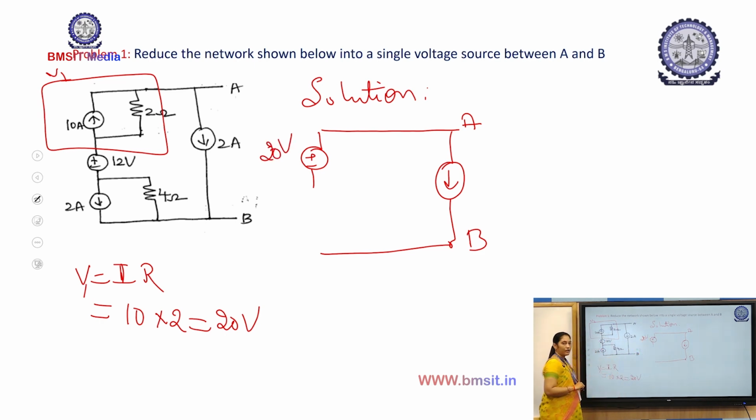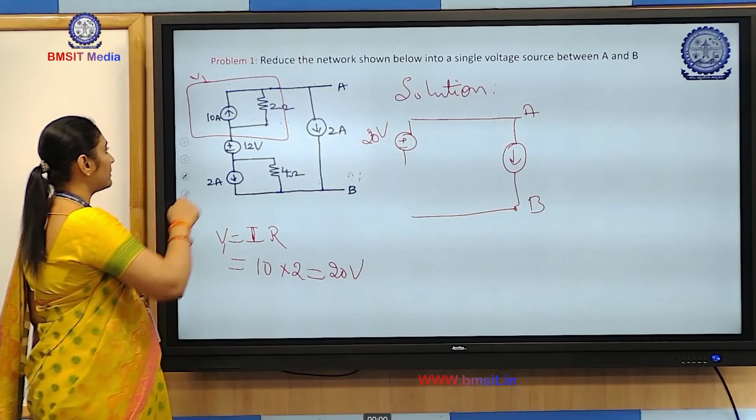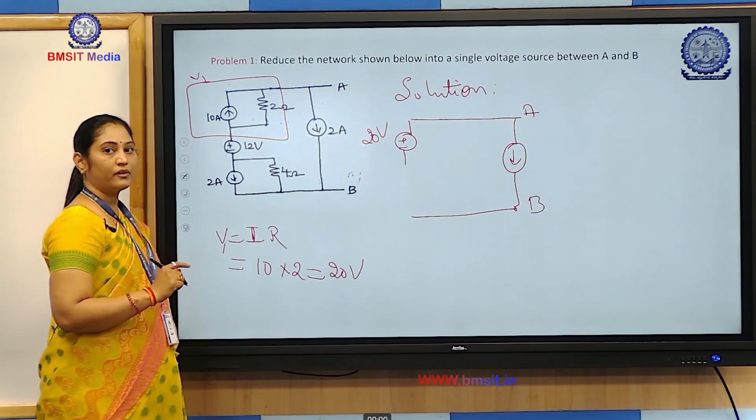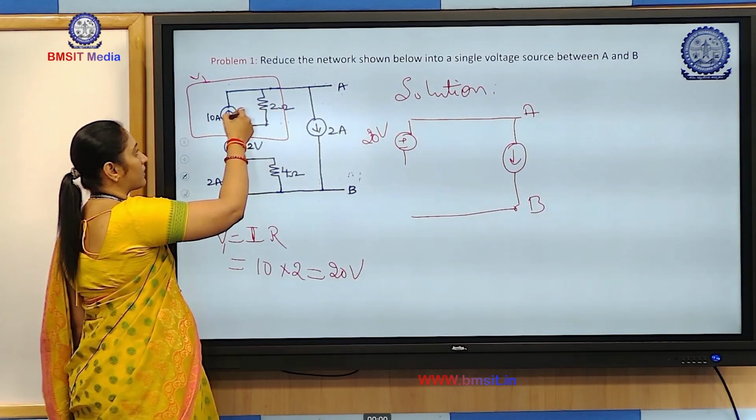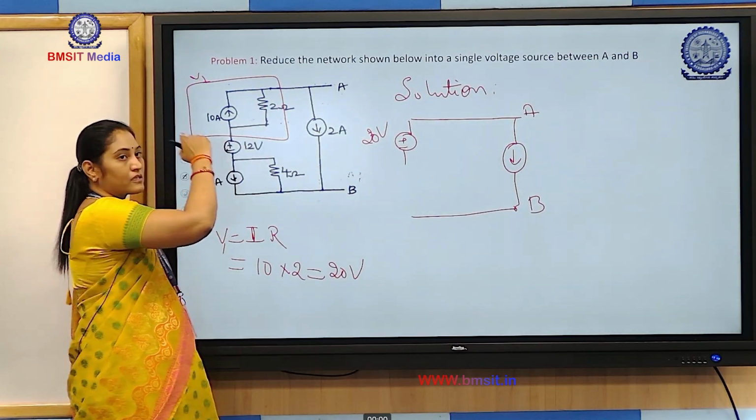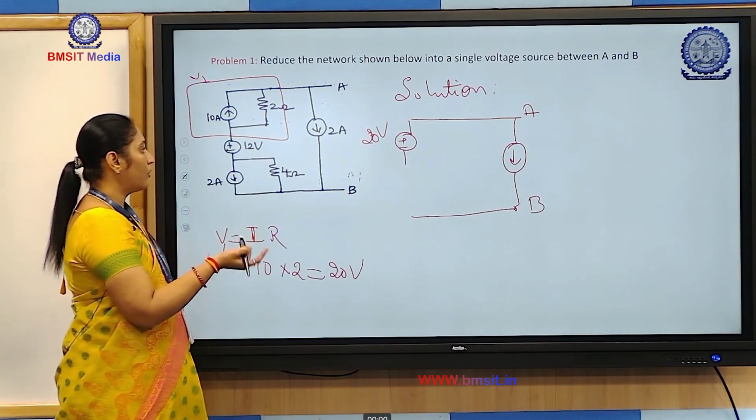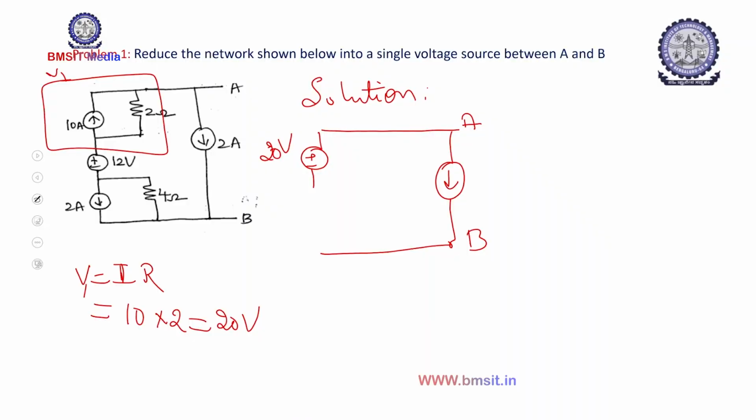After connecting this voltage source, next we have to connect the resistor which is across the current source. That resistor should be in series with the voltage source. So let us consider.